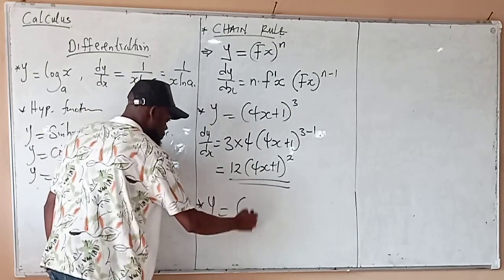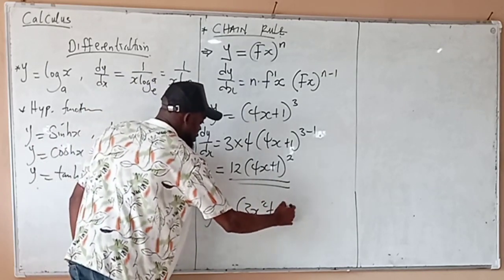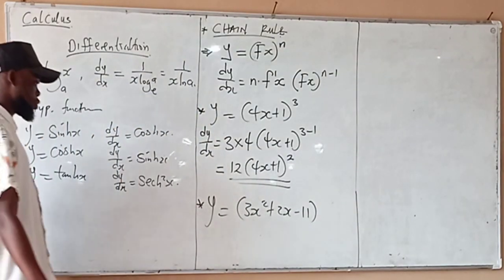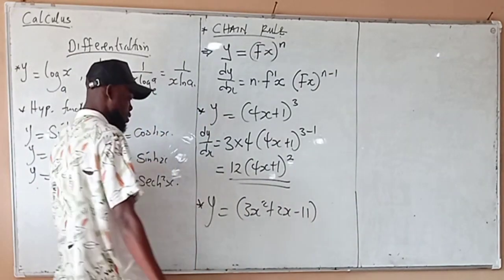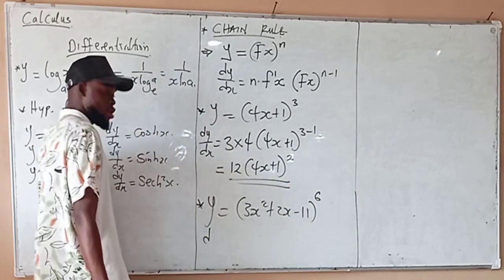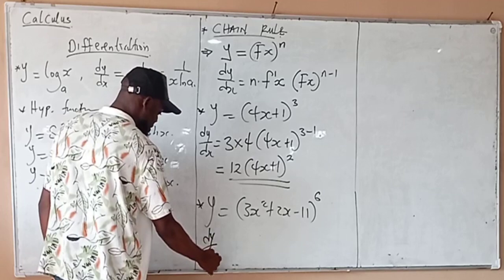y is equal to 3x squared plus 2x minus 11, raised to the power 6. What will be dy over dx?